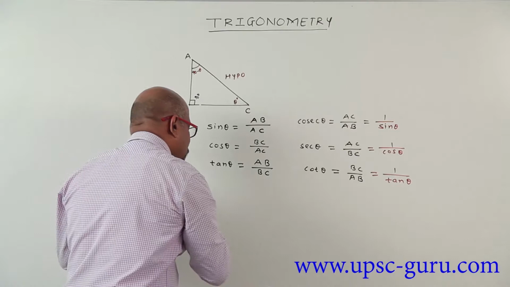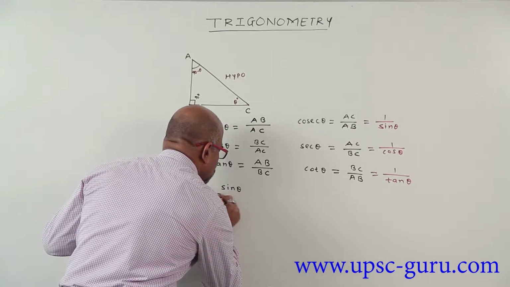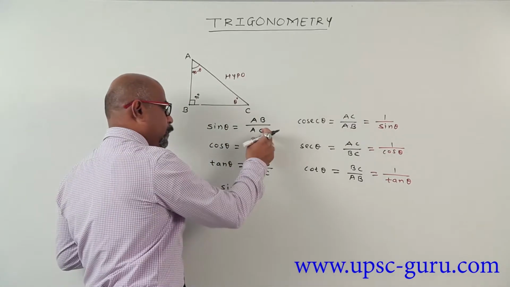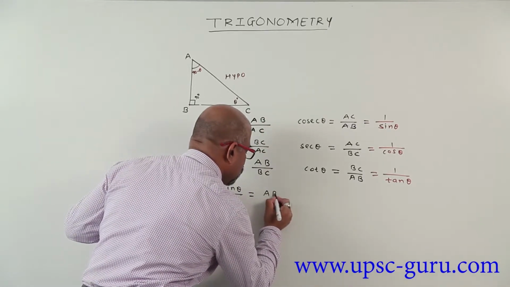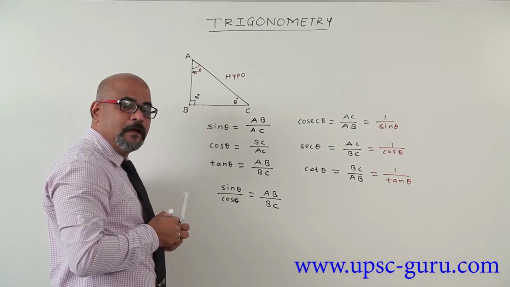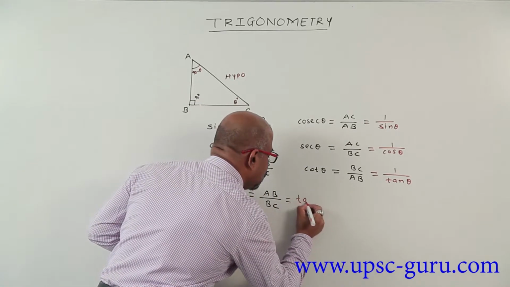Now if we divide sine upon cos, let us check what we get. Sine theta upon cos theta. AC get cancelled. We get AB upon BC. But AB upon BC is nothing but tan theta. Therefore sine theta upon cos theta equals to tan theta.